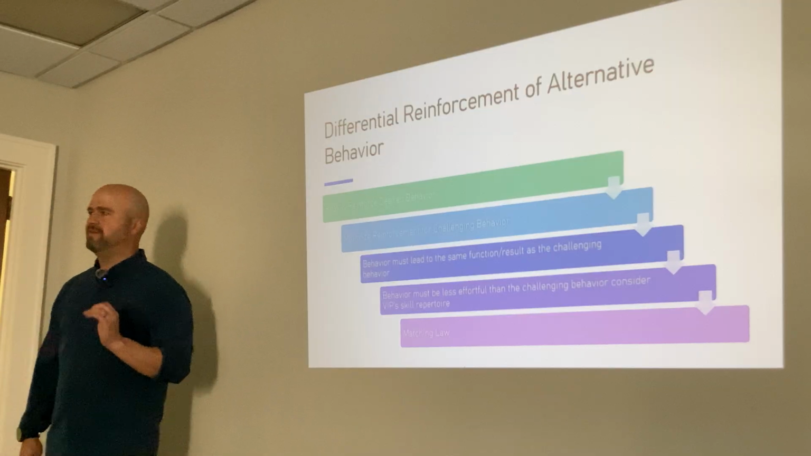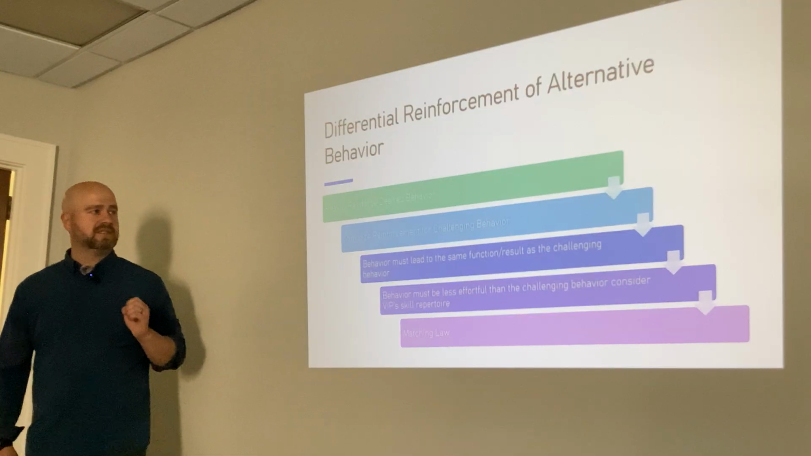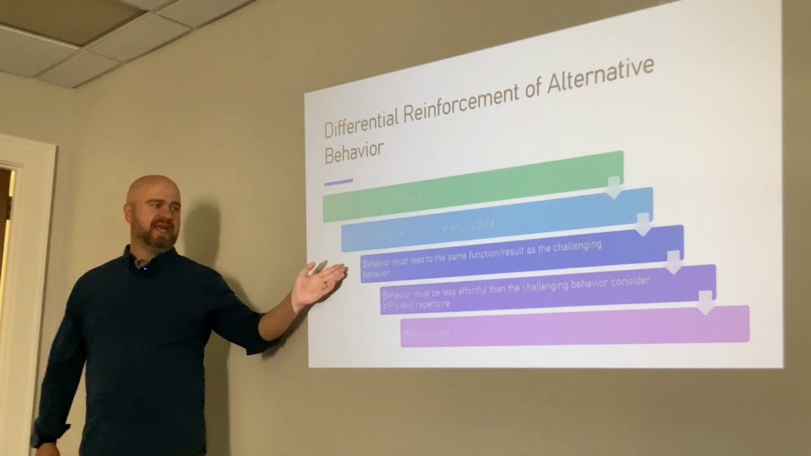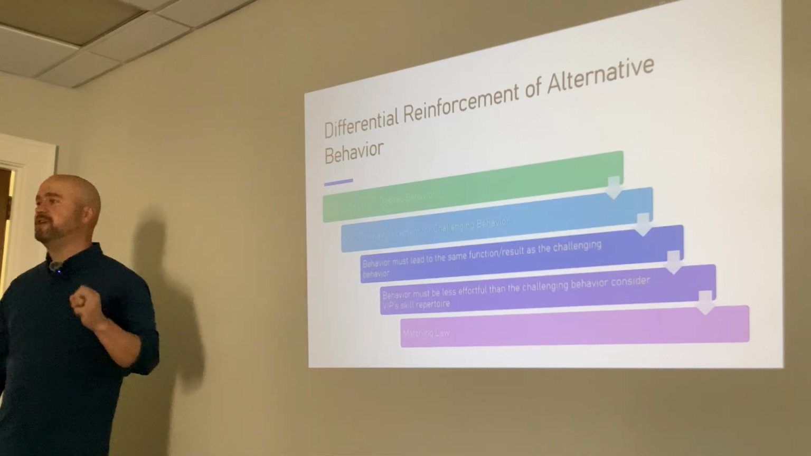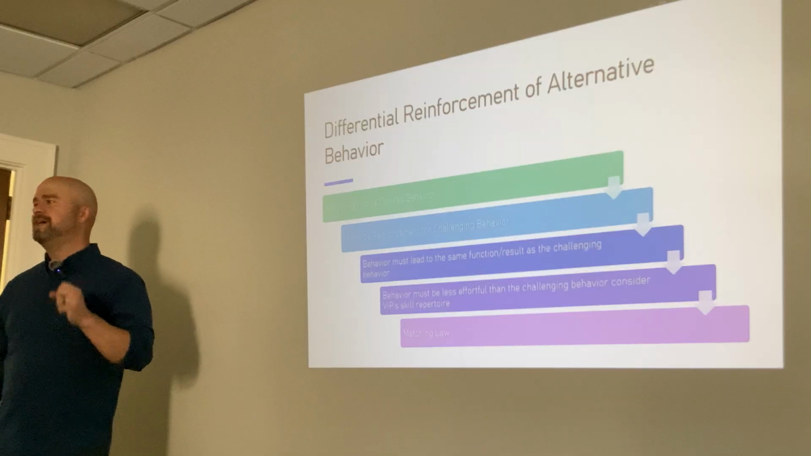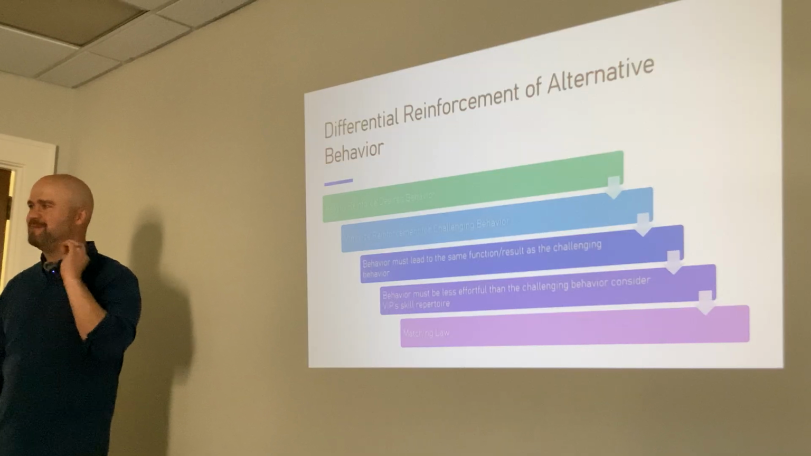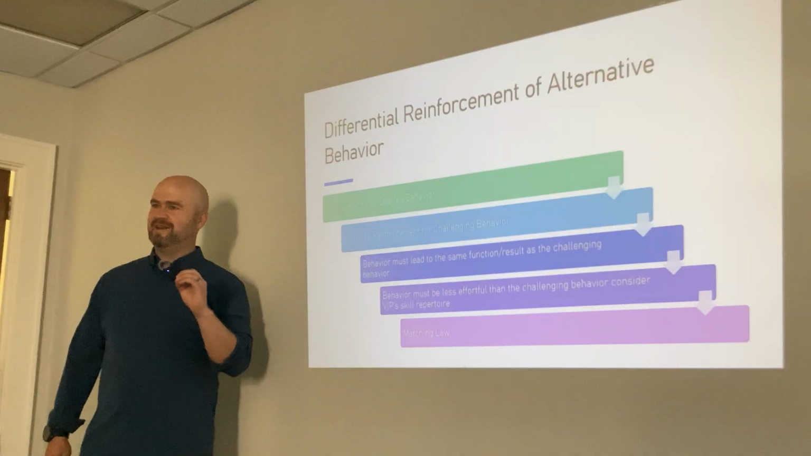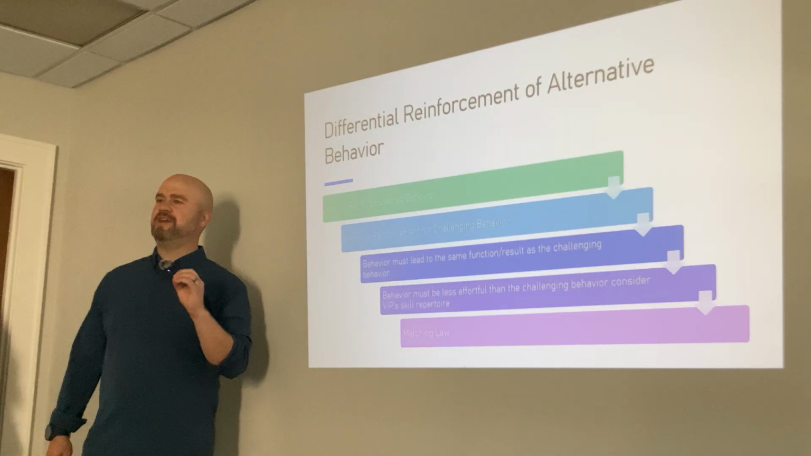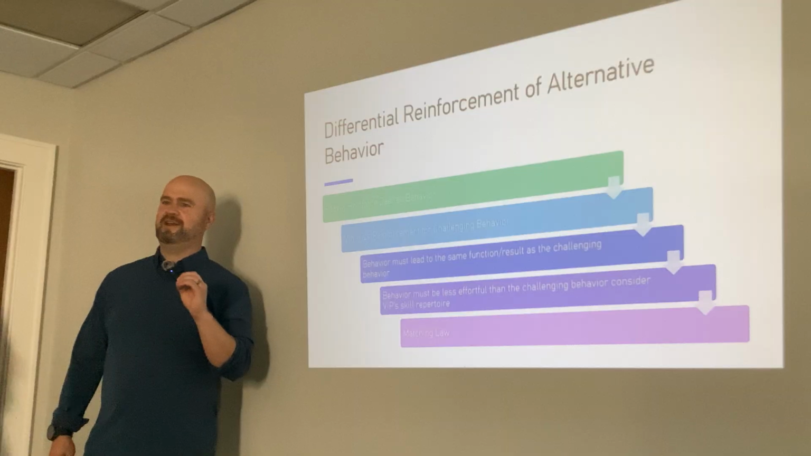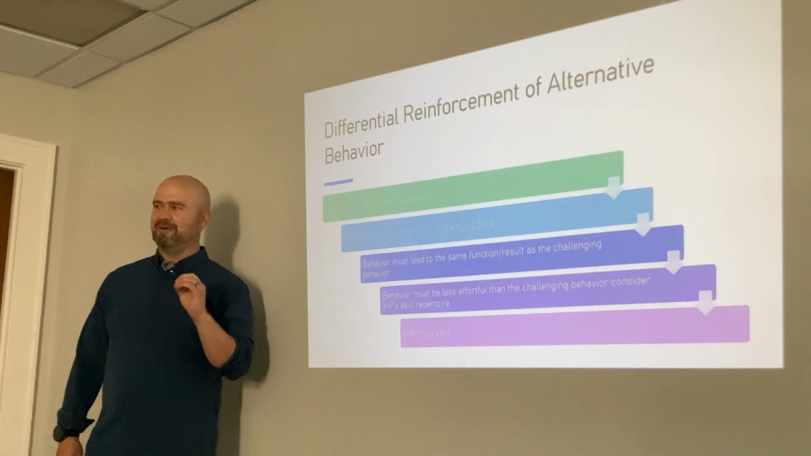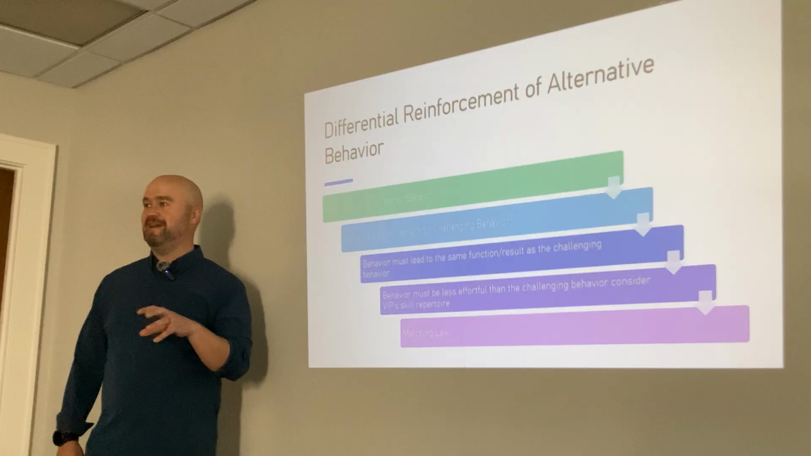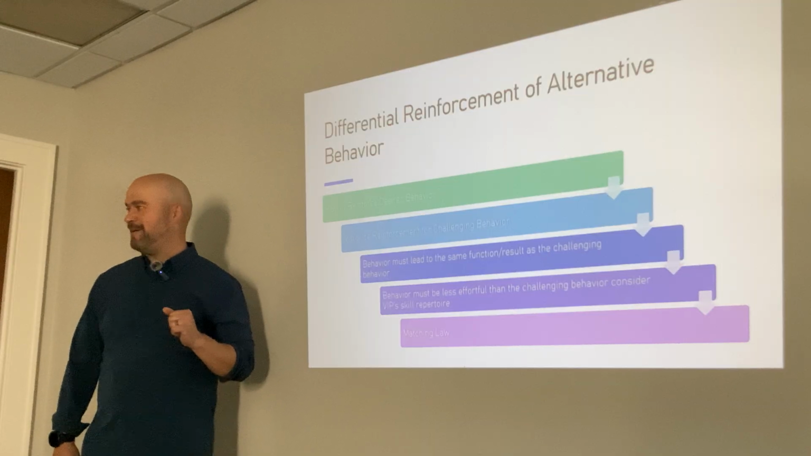So guys, remember, heavily reinforce the desired behavior. Minimize reinforcement for challenging behavior. The behavior must lead to the same function or result as the challenging behavior. So what do we really need to make sure of with this? That we know what? Know the function of the challenging behavior. We need to make sure we know the function, because we wouldn't be able to come up with an alternative if we didn't know why those behaviors were happening.